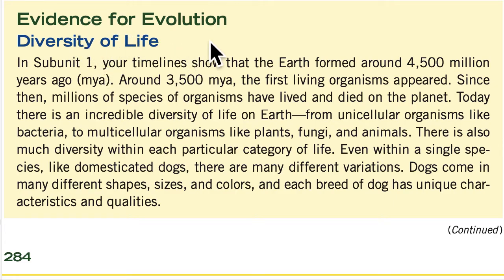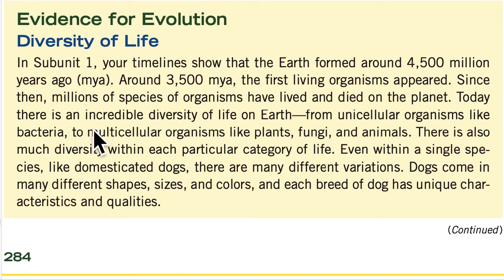Evidence for evolution. Diversity of life. In Subunit 1, your timeline showed that the Earth formed around 4,500 million years ago, or MYA. Around 3,500 million years ago, the first living organisms appeared. Since then, millions of species of organisms have lived and died on the planet.